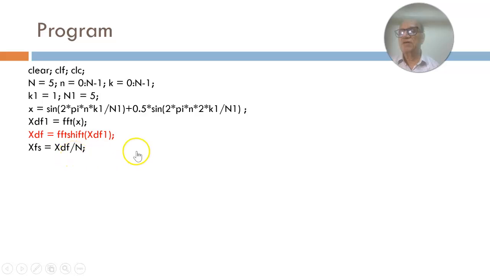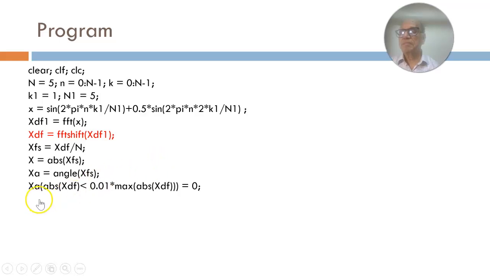For Fourier series, you divide by n. Then you calculate the magnitude by using the absolute function. Then you calculate the phase by using the angle function. Then you make the angle 0 whenever the absolute value of XTF is less than 1% of the maximum value of the XTF.